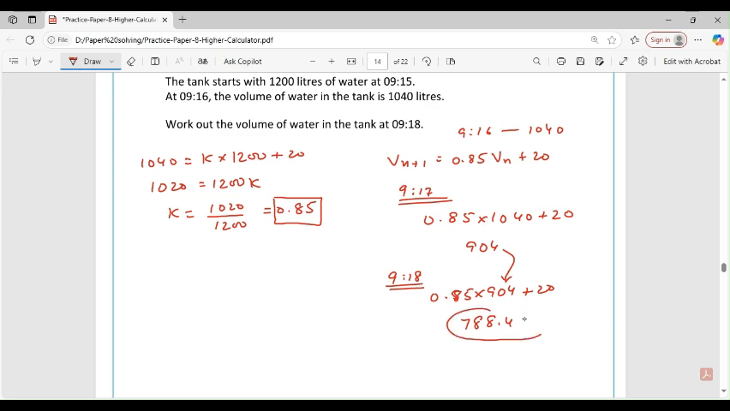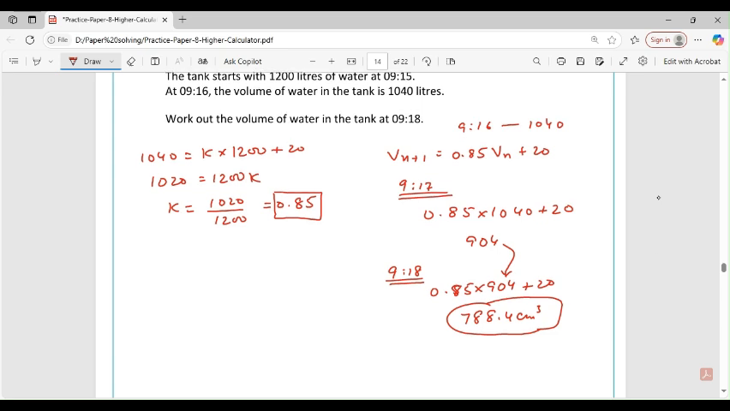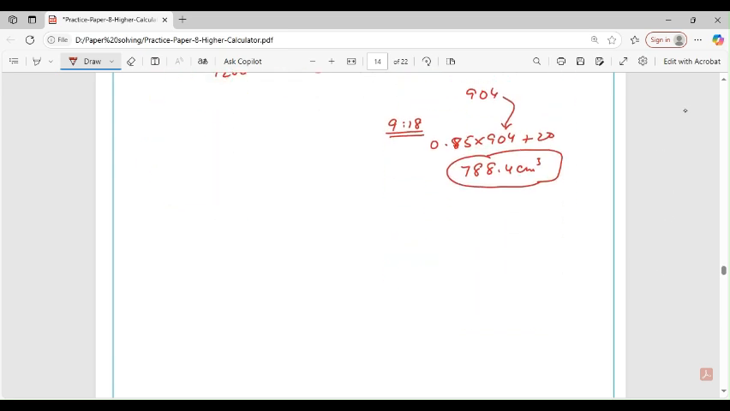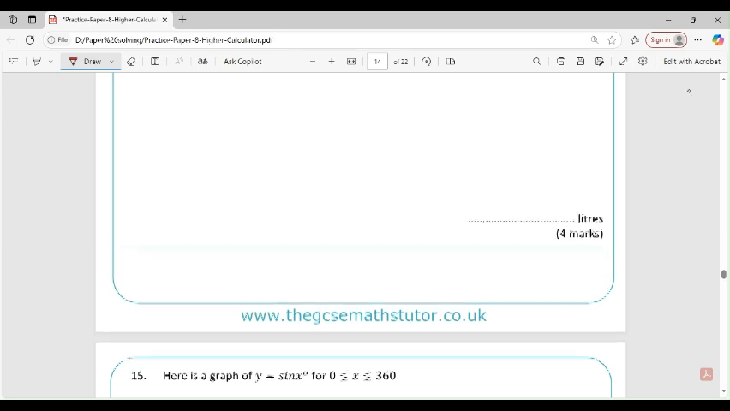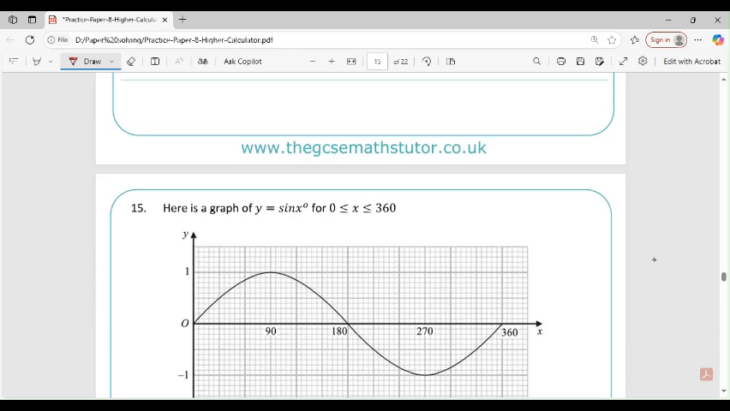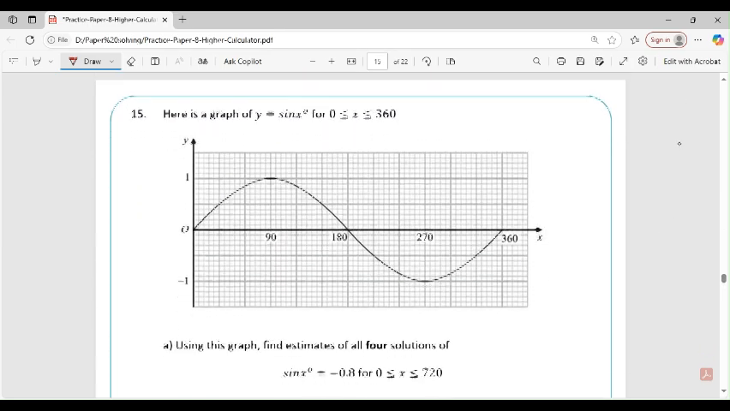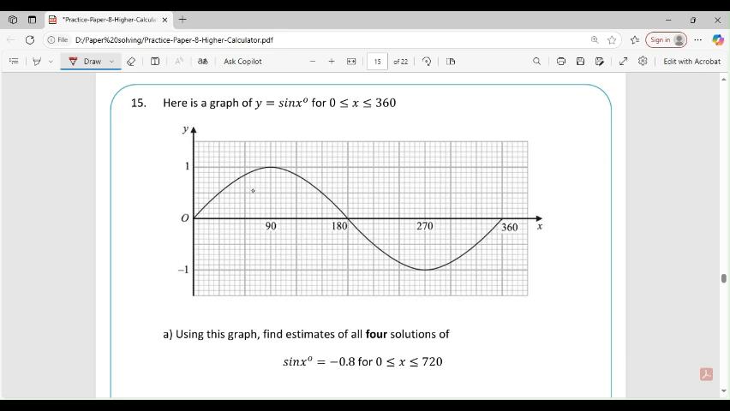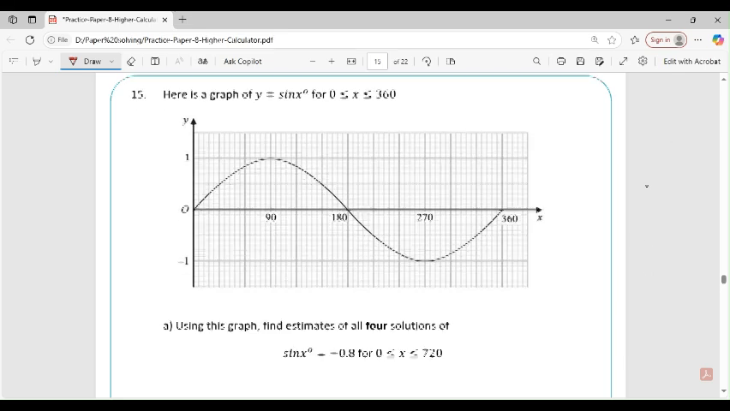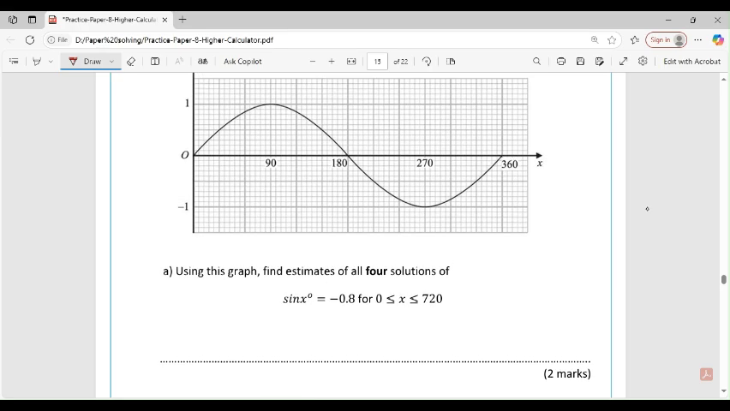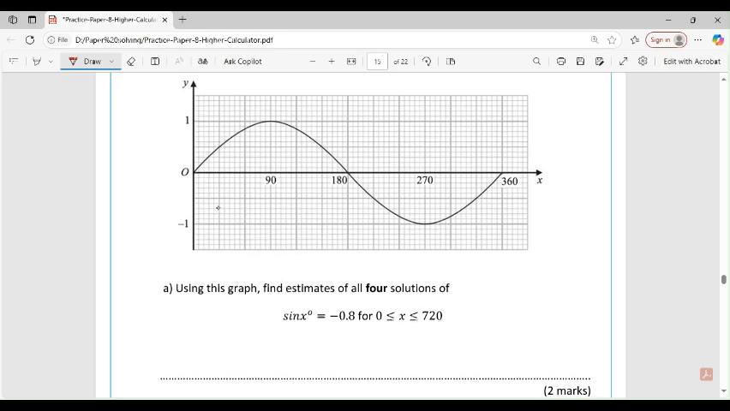This is going to be the volume of the water. Now, for the next question, it says here's the graph of y equals, that's a sine graph. And the first thing that you should notice in this equation is that it's negative 0.8. Sine graphs are pretty easy to understand.